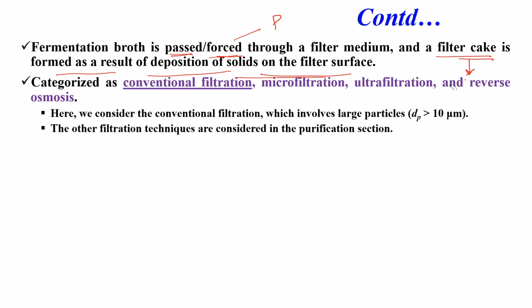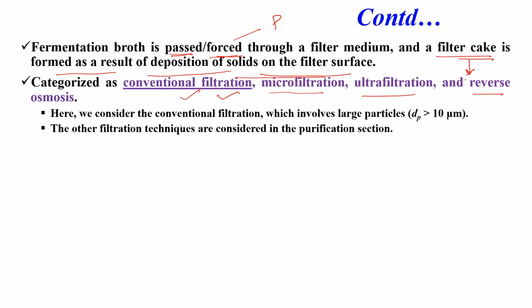Now, we can categorize the filters as conventional filters. In addition, there are microfilters, ultrafilters, nanofiltration and reverse osmosis. For the first step, solid liquid separation, conventional filtration is used. Microfiltration, ultrafiltration and reverse osmosis are particularly membrane based filtration. They come in the last category, during the polishing or purification of the product if needed.